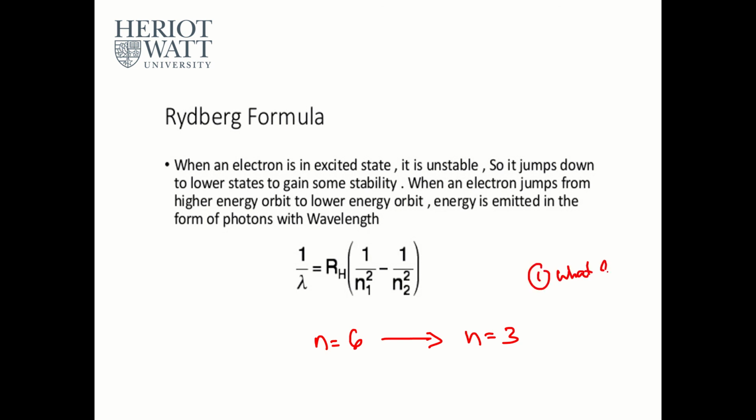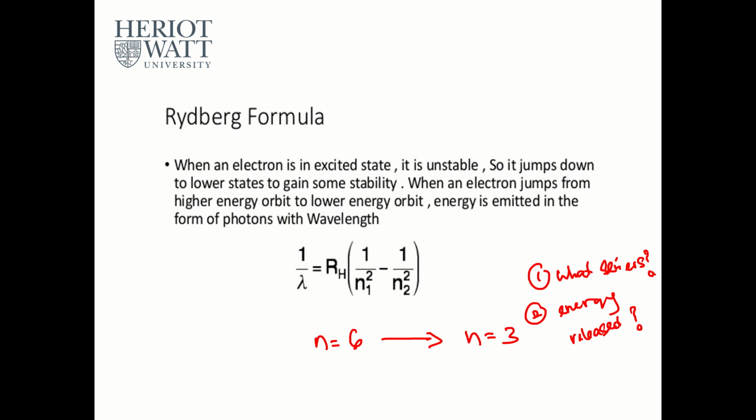This is under what series? Is it Lyman, Balmer, or Paschen, or whatever? How can you tell? That's the first question. Second question: what's the energy value? What's the energy released or emitted? How can we do that?